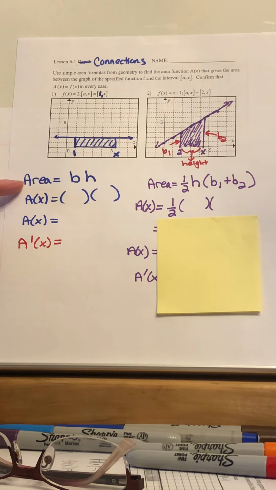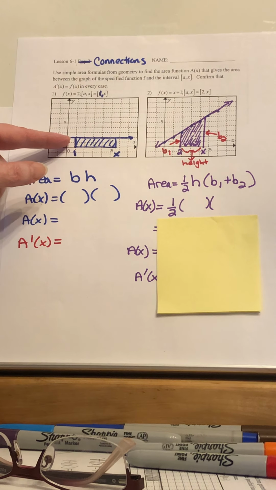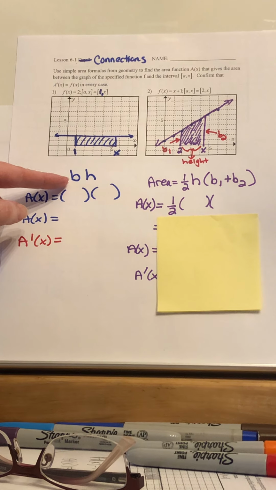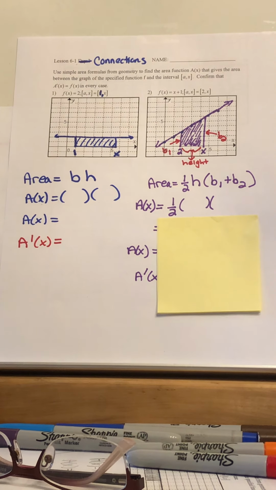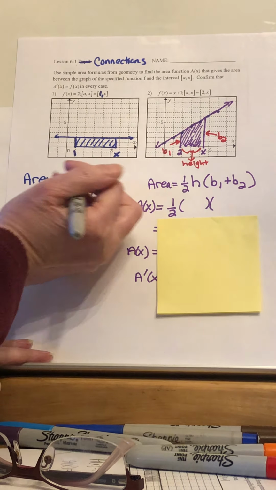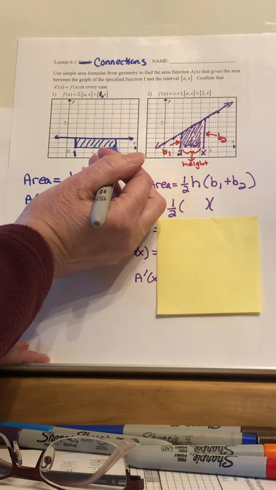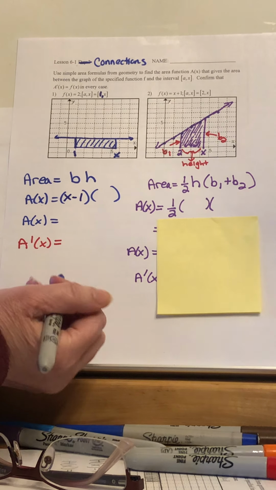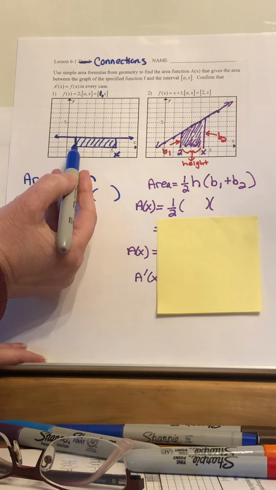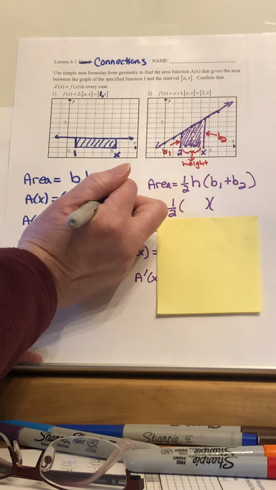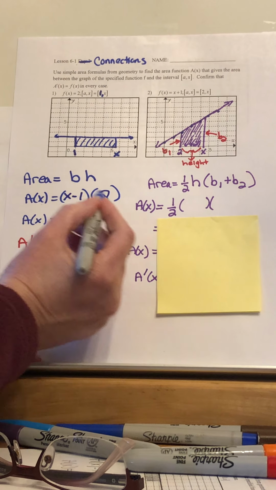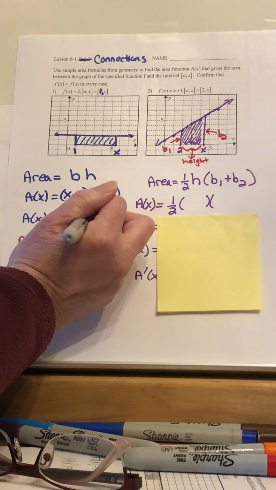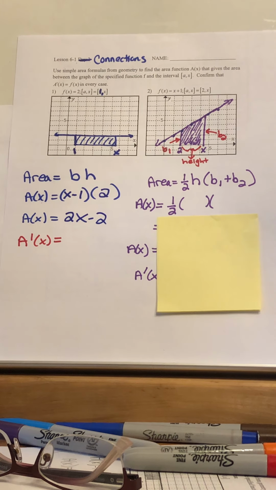To find area, you look at your shape. This shape is a rectangle. Rectangle's area is found by taking your base length and multiplying it by your height. In our case, our base length is the difference between the right minus the left, which is x minus 1. It gets multiplied by the height of the rectangle, which is 2. If I multiply those together, I get my area function, which is 2x minus 2.